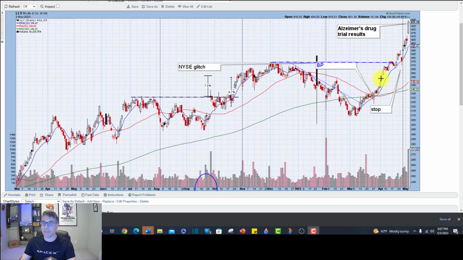Now, a lot of times about halfway up, it'll pause out, make a little handle, and then you can buy what's called the cheat. This one didn't really do it. I mean, it made a little one-day pause pivot here. So I guess if you bought here, you could call that the cheat.